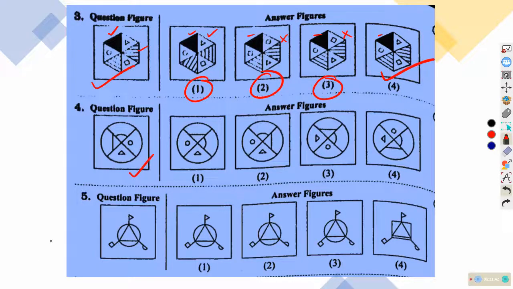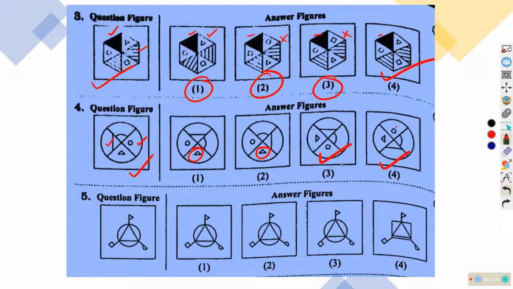This is the question figure, and we have to check the answer figure. On a single look you will see that there is no similar figure at all. The figure has been rotated, but that doesn't mean there is no similar figure. How will we do this? We are having a straight line, opposite to it there is a circle, and this is the only one which is having that. Here it is triangle, here it is triangle, here it is circle, sorry, here is also circle.